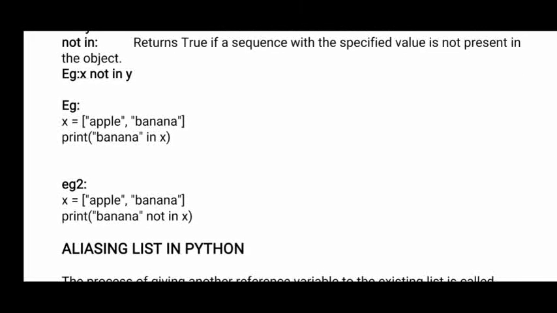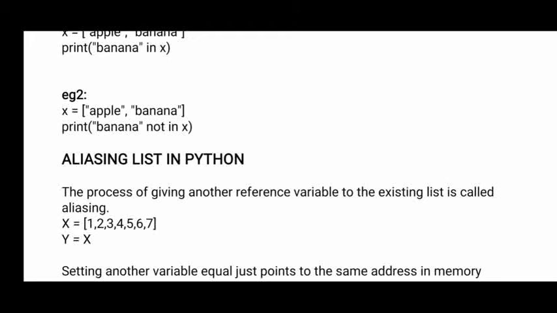In this example, you see one list is there, apple and banana, and I am searching whether banana is there or not. Banana in X. So banana is there in the list, so you will get a true. The second one you see, banana not in X. You will get false. If not in is true, then you will get a true result. But it is there, so that is why you will get a false.